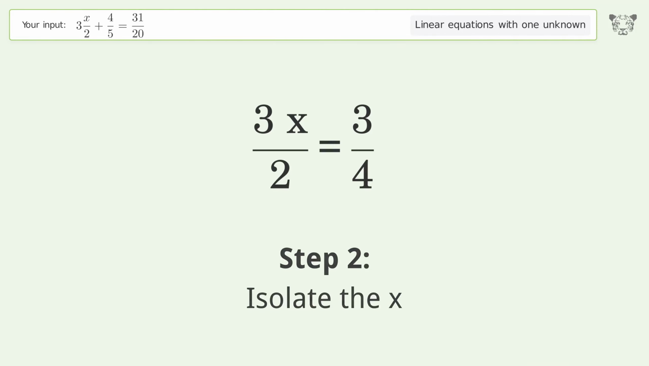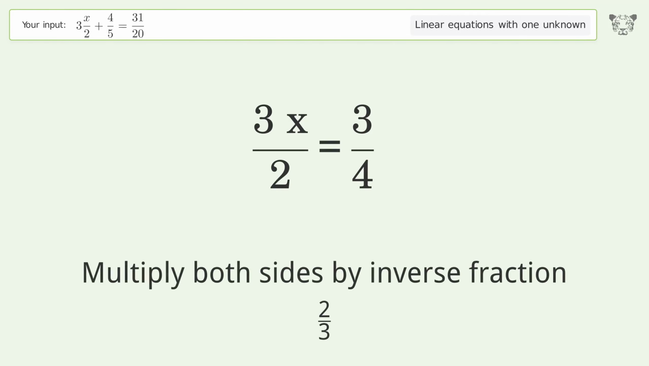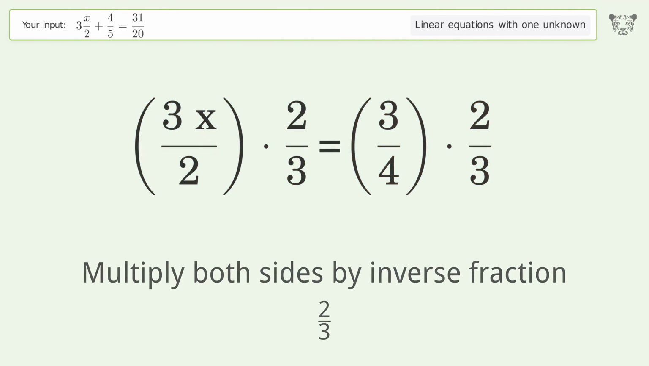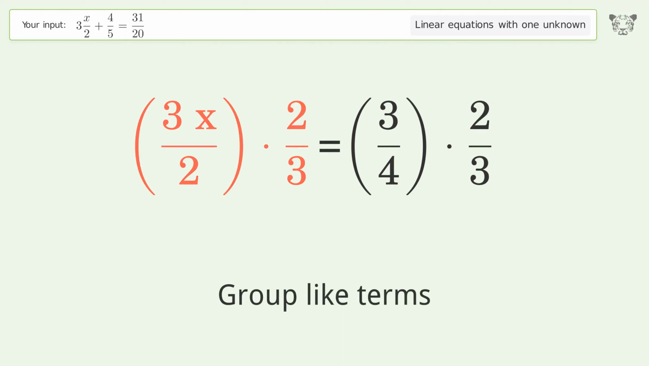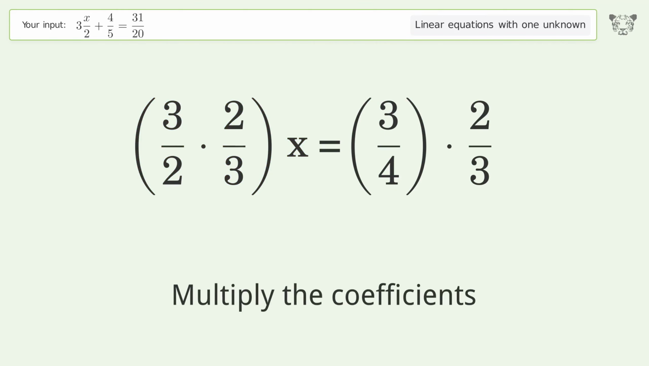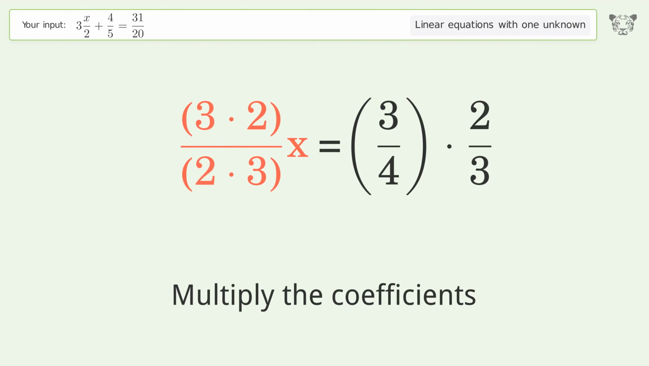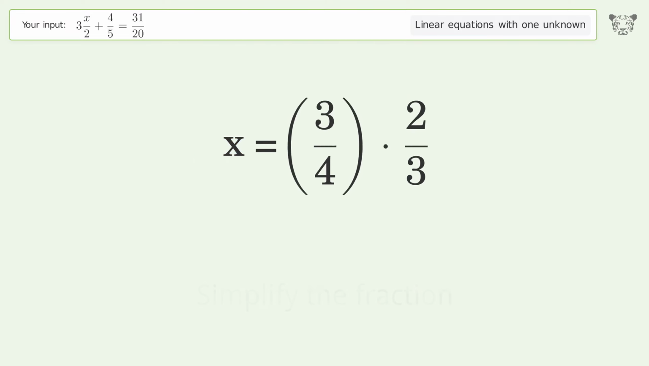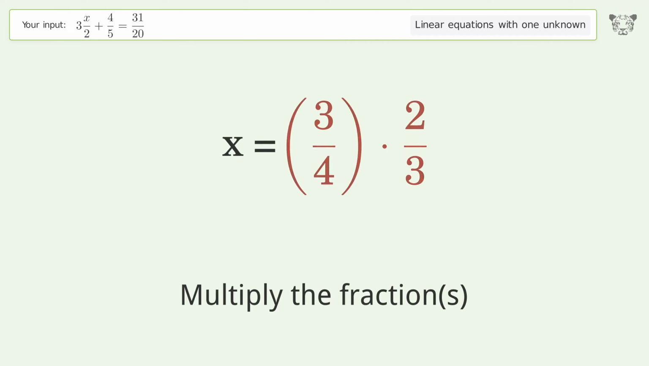Isolate the x. Multiply both sides by inverse fraction 2 over 3. Group like terms. Multiply the coefficients. Simplify the fraction. Multiply the fractions.